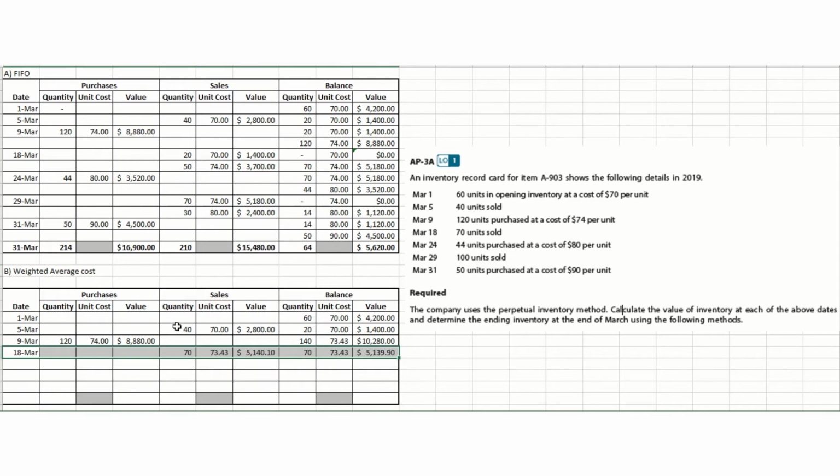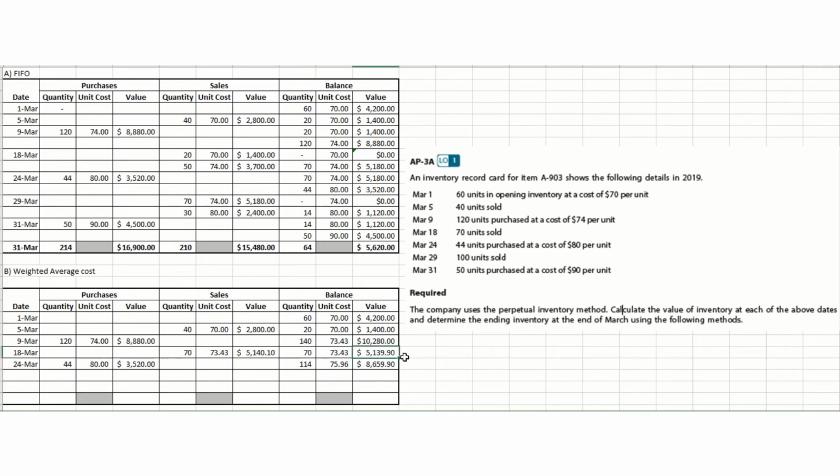We roll that forward to our sale as of March 18th. We sell 70 units at our weighted average cost of $73.43 for a total cost of goods sold being $5,140.10, leaving our value of inventory at $5,139.90. Obviously it's rounding, but that's okay for this exercise. The next purchase was on March 24th. We bought 44 units for $80 each, $3,520. So our inventory went from 70 units to 114 units.